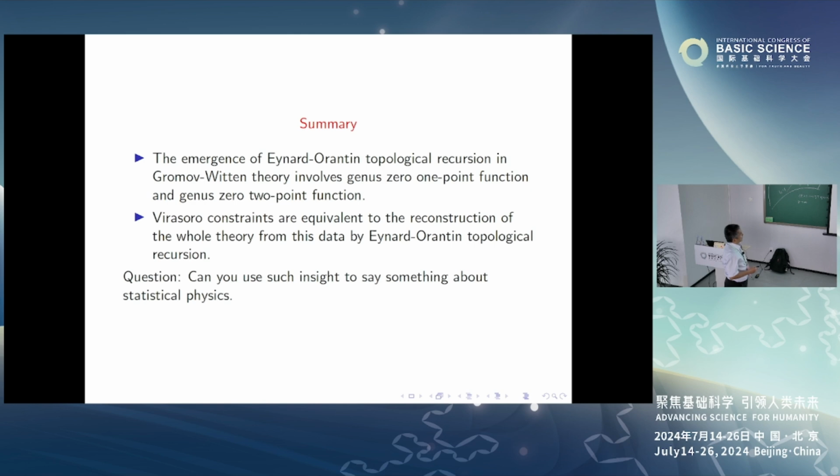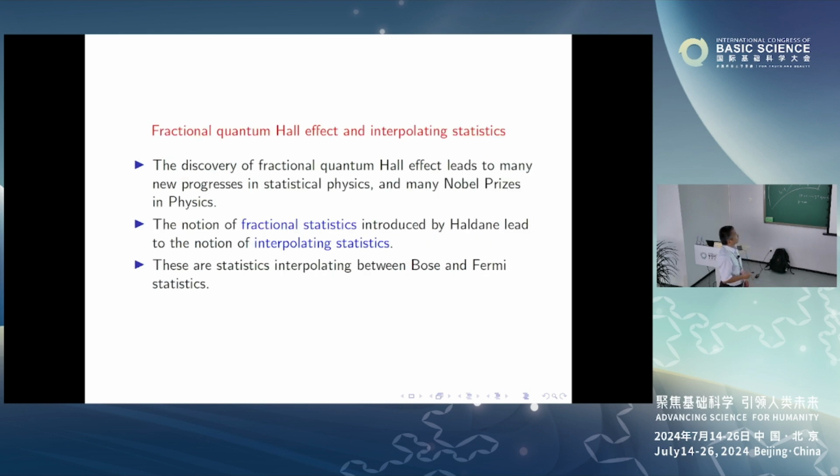So far, statistical physics has shed some light on this thing. So this is emergent, and the question is, can you go backwards? Can you use such insight to say something about statistical physics? So I have borrowed ideas from statistical physics, and next I want to go in the other direction. Statistical physics is a very big field, so I only focus on small things that I can understand a little bit.